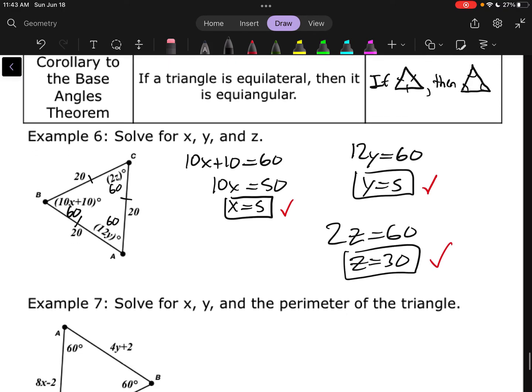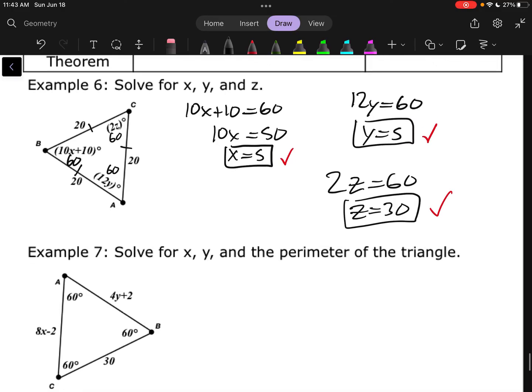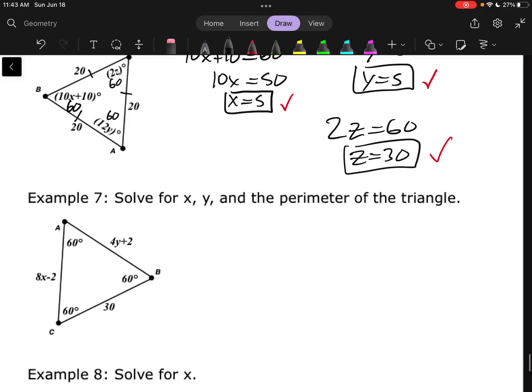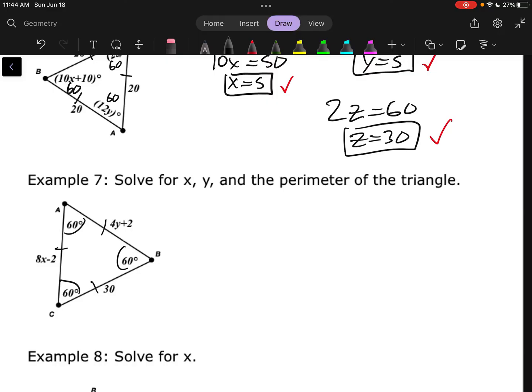What's this one say? Solve for x, y, and the perimeter of the triangle. Well, the converse to the corollary of the base angles theorem is also true. Meaning that if all 3 angles are the same, all 3 sides are the same. So this one, we want to find x and y and the perimeter. Well, okay, if all 3 sides are the same, doesn't that mean that all 3 sides are 30?